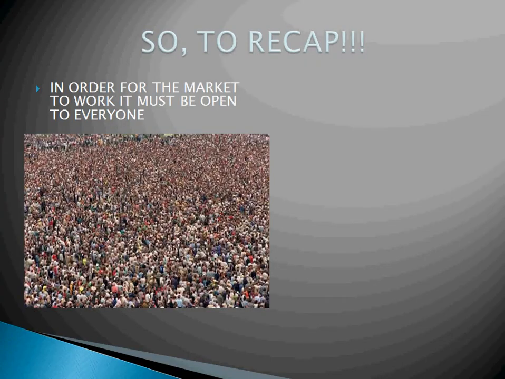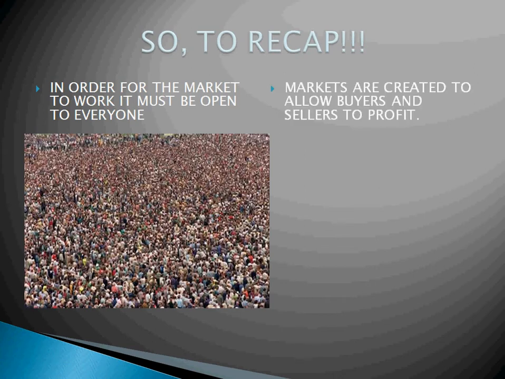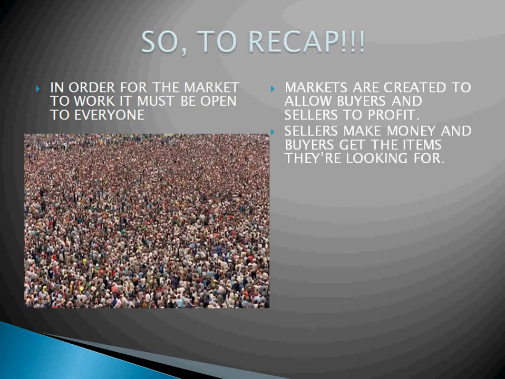So to recap, in order for the market to work, it must be open to everyone. In a market economy, it has to be open to all of us. Markets are created to allow buyers and sellers to profit. Remember that sellers get their profit, or get their money, and that's their profit. Buyers get the items they're looking for. That's their profit.